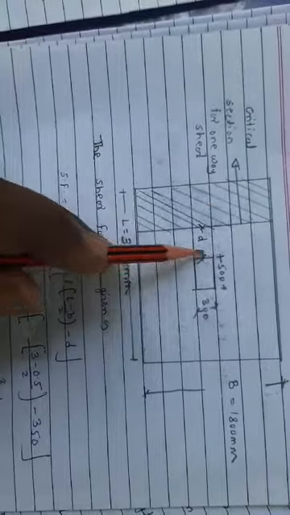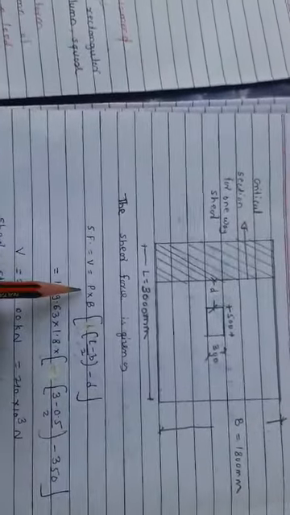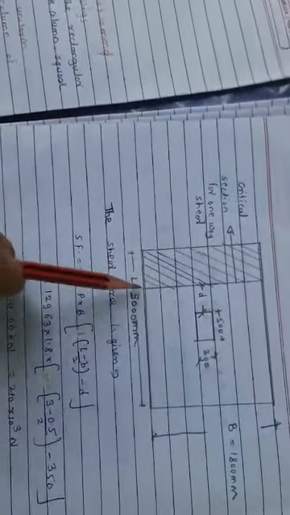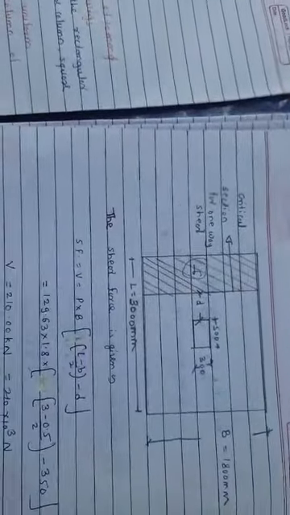So this is the face of the column, and this is the position of your critical section. First we have to calculate the shear force which is developed. For calculation of the shear force, we have to consider the net upward pressure multiplied by the area of rectangle number 1. Then we get the shear force developed at that section.